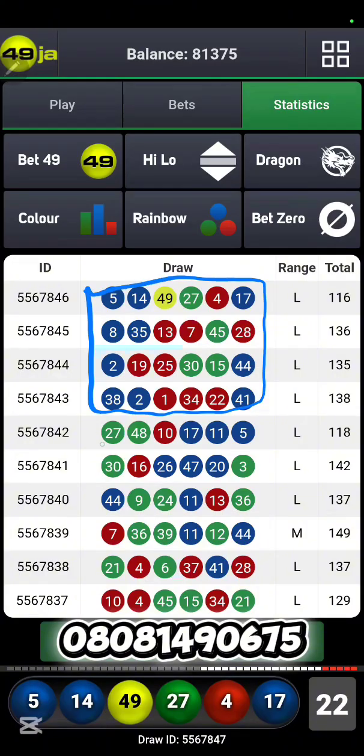We started blue at what? ID 44, right? We started blue at ID 44. Now for the last 4 draws, blue, blue, blue, blue. Green on the other hand has only appeared once. Do you understand the whole goal here?